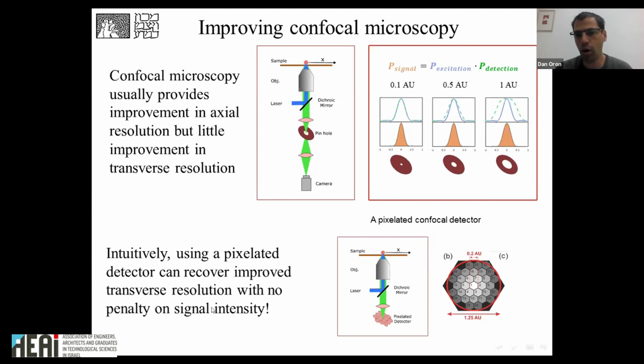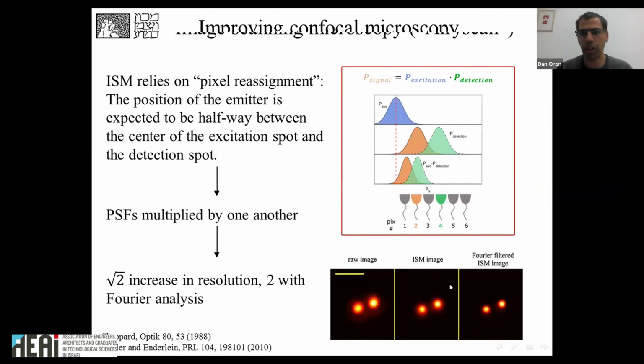Now, 10 years ago, people came up with this very nice idea. Instead of using a small pinhole, let's use a small pixelated detector where the size of each detector pixel is the size of a small pinhole, but the whole thing covers the area here. And now you collect all the fluorescence, but each detector is essentially a small pinhole, which makes sense, right? But now you don't just integrate the signal over all these detectors. You have to do a small manipulation of the signal, which is called pixel reassignment.